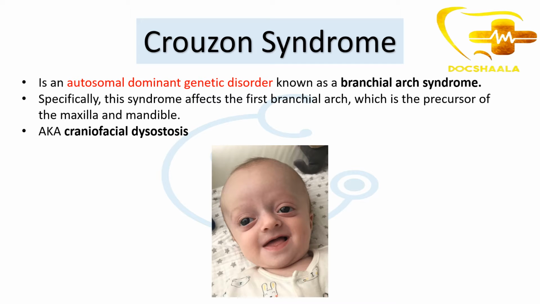It is an autosomal dominant genetic disorder. It is also known as branchial arch syndrome, because the defect lies in the branchial arch. It is also known as craniofacial dysostosis, because you can appreciate from this image that the main part that is looking deranged is the cranium, right? Specifically, this affects the first branchial arch, which is the precursor of the maxilla and mandible. That is why it is very important to the dentist.